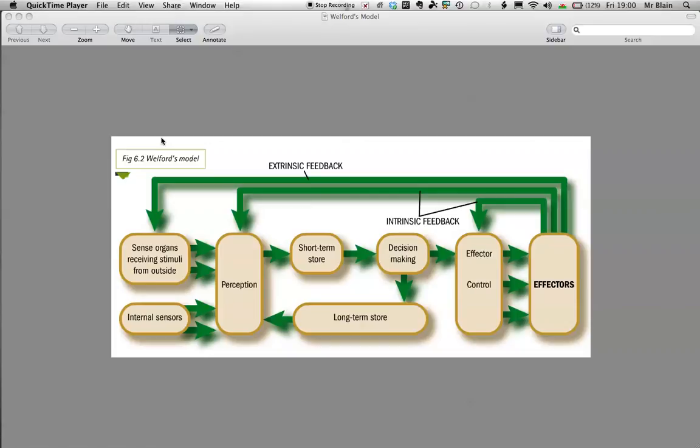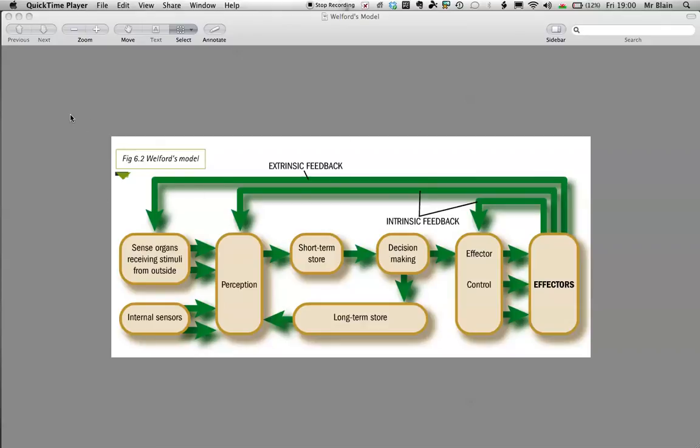So here's a quick introduction into an information processing model that is part of the AS syllabus for OCR, and you'll see that the model we're going to be looking at today is Welford's model.